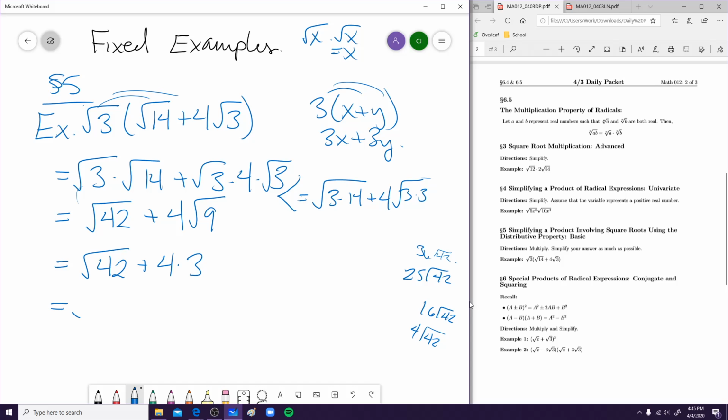So now we're almost done. So we already established that the square root of 42 cannot be simplified. But 4 times 3, that is 12. And this is the actual answer to topic 5.